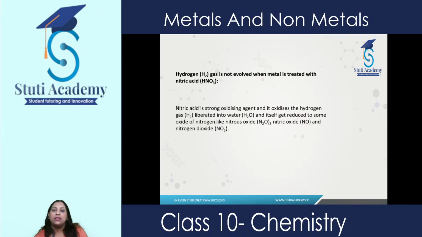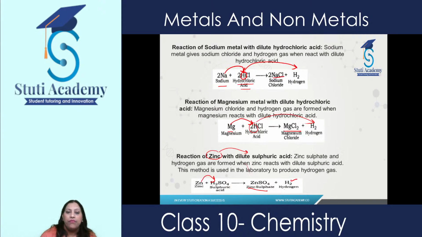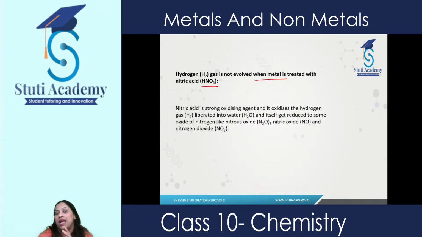And hydrogen gas is evolved when a metal is treated with any acid, but when metals react with nitric acid, which is HNO3, hydrogen gas does not evolve. As you can see in the previous examples, when we have taken hydrochloric acid or sulfuric acid, in all the acids there is a liberation of hydrogen gas. But when metals react with nitric acid, no hydrogen gas is liberated.